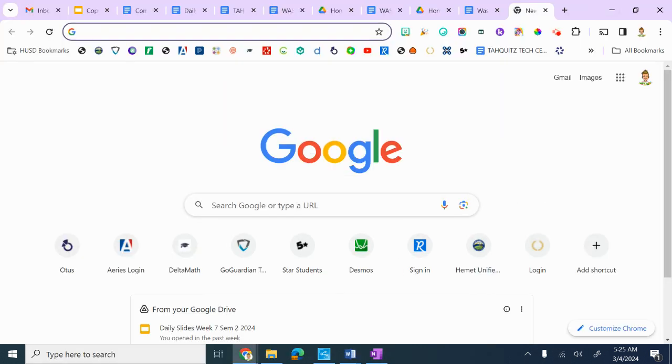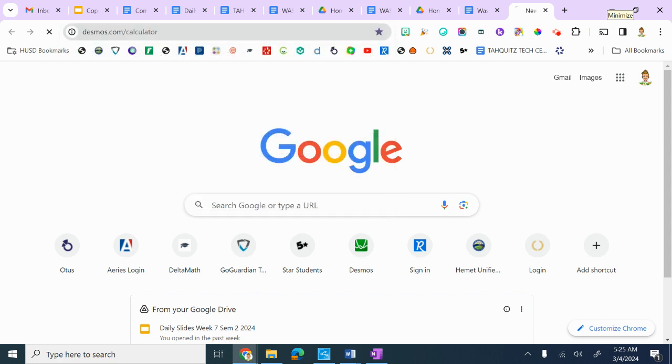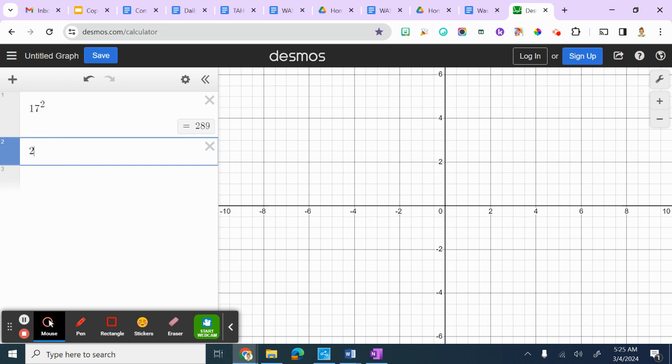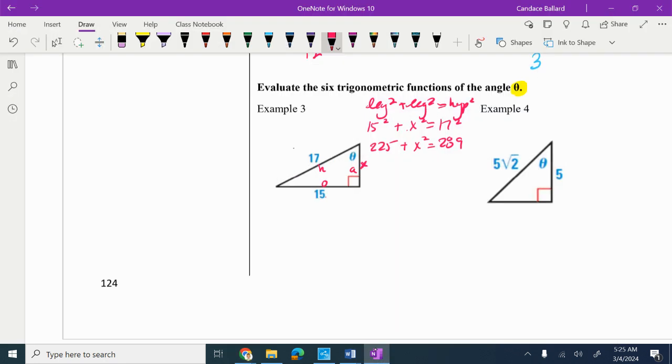If I wanted to, I could get Desmos out and use my calculator to double check 17 squared. It's definitely 289. I need to do 289 minus 225, and I get 64. So x squared equals 64. I'm going to undo the square by taking the square root. Remember, in geometry, we don't put a plus minus, we just put a positive. The square root of 64 happens to be 8. So I know that this side is 8.